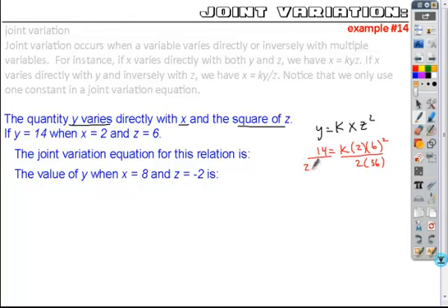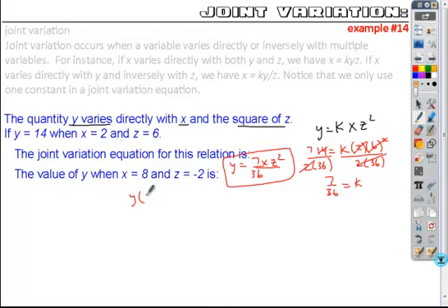So 2 and 36. Again, notice I left them as factors. Those cancel. 2 goes into 14, 7. Nothing cancels here, and so I get 7 over 36 is my k value. So here's my equation. y equals 7 over 36, and then x is in the numerator, z is in the numerator. And so that would be my joint variation equation.